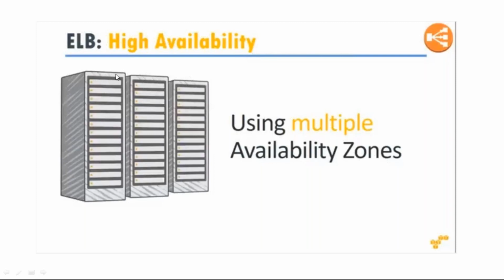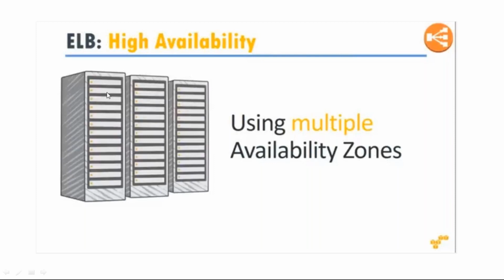If I configure the elastic load balancer in one data center, maybe the entire data center goes down. Then there is no use of the load balancer, because both instances connected to the elastic load balancer are all down. That is the reason that when we configure the load balancer, you have to choose multiple availability zones.